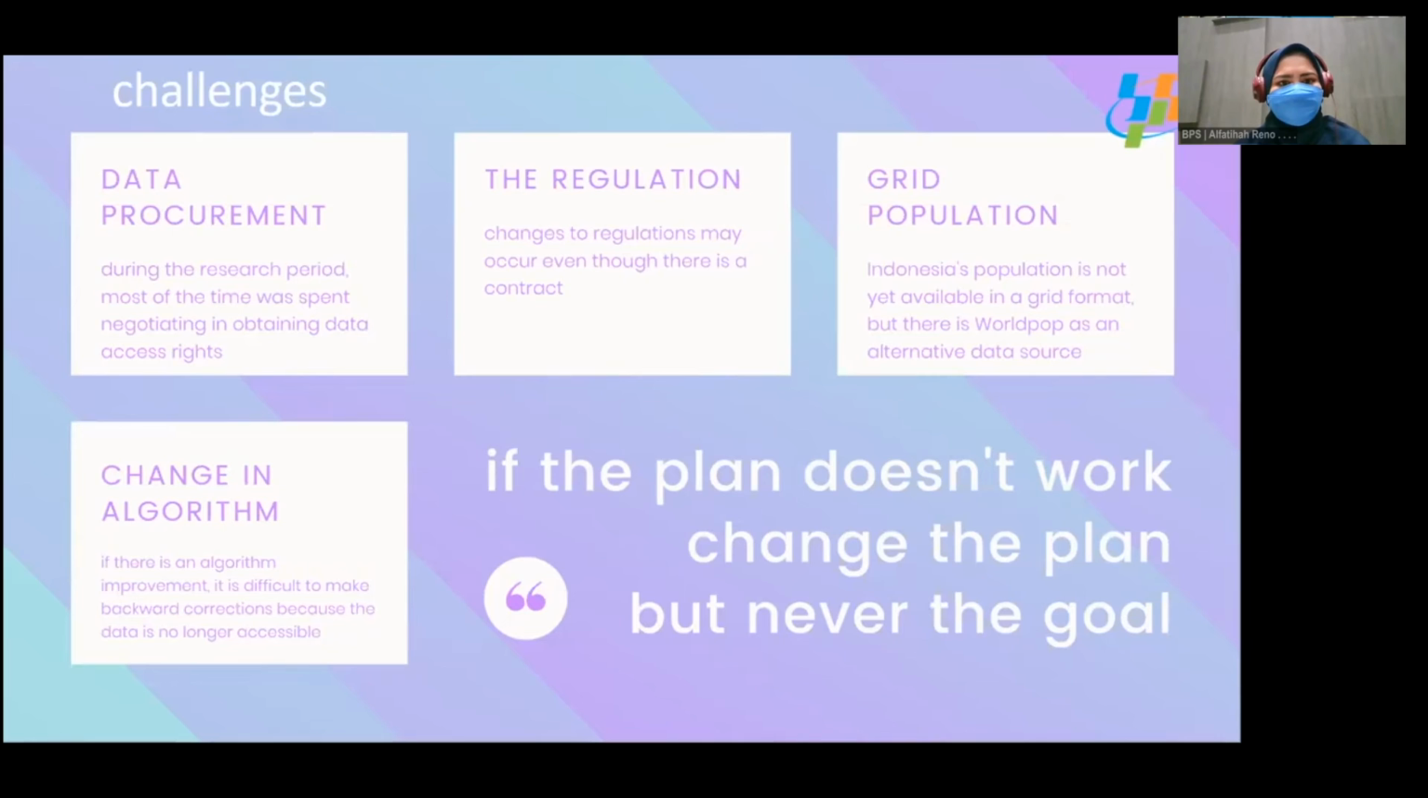The next obstacle is that if you make an improvement to your algorithm, it will be hard to do the backward correction because we no longer have access to the previous data. But as the wise men say, if the plan doesn't work, change the plan, but stick with the goal.